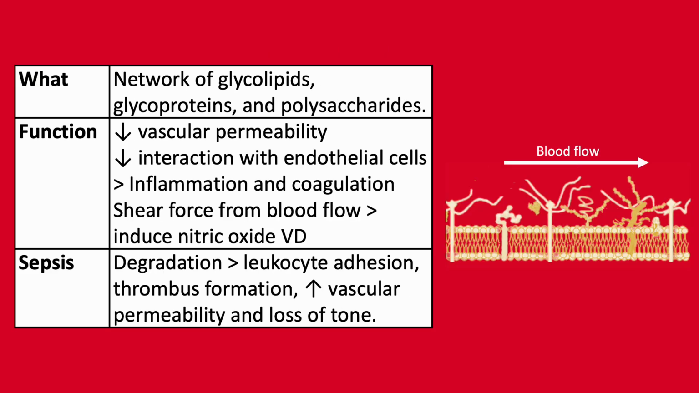The glycocalyx lines endothelial cells within the vasculature. It's a network of glycolipids, glycoproteins, and polysaccharides. It has a range of important functions in health, reducing vascular permeability and reducing interactions with the endothelial cells. However, in sepsis, it's degraded, leading to leukocyte adhesion, thrombus formation, increased vascular permeability, and loss of tone, and is central to the effects of sepsis on the body.